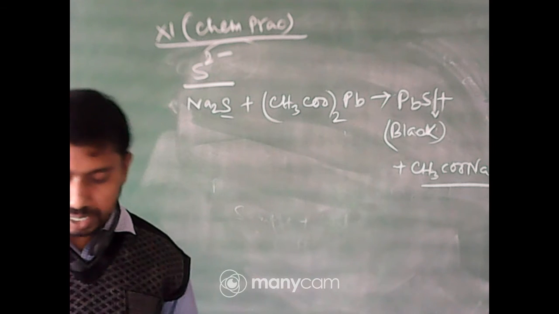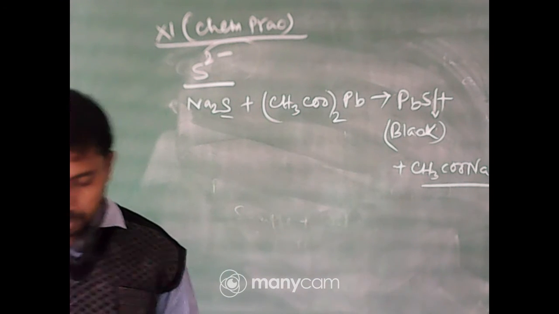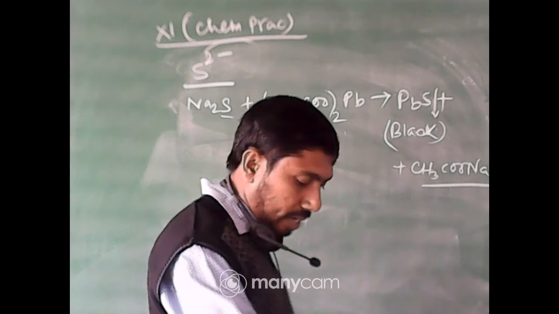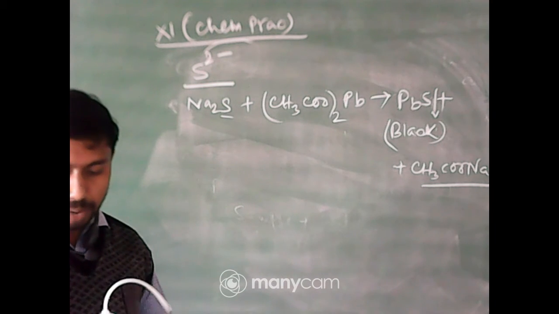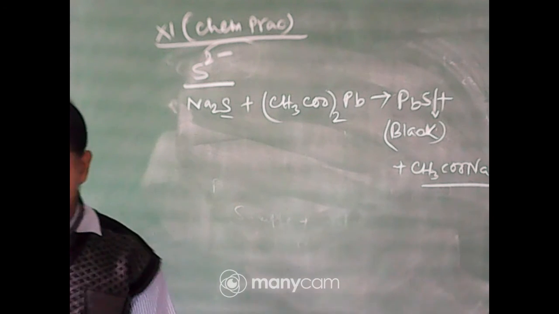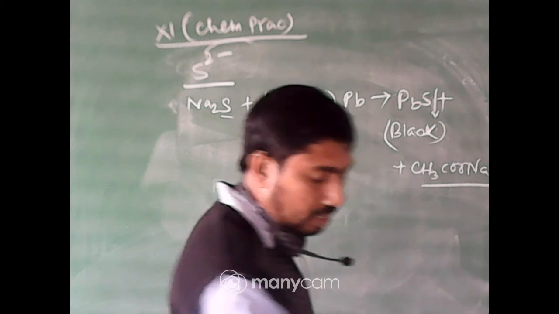There is another test for sulphide. If you add sodium nitroprusside, then it produces a violet or purple color PPT. Okay. So, again there is another test, but we will go for only a single test.